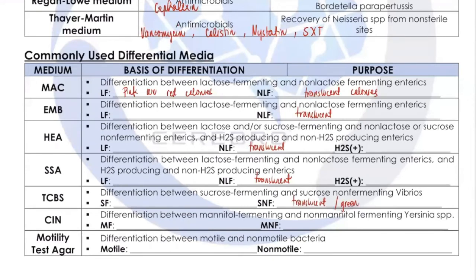I'll explain that later, the one for TCBS. Now, back to our eosin methylene blue. We have EMB, or eosin methylene blue. This is again for the differentiation between lactose and non-lactose fermenters. If you are a lactose fermenter, you will exhibit purple-black colonies with green metallic sheen.